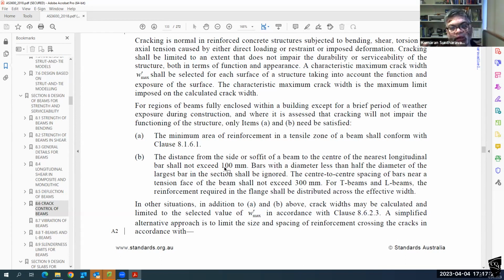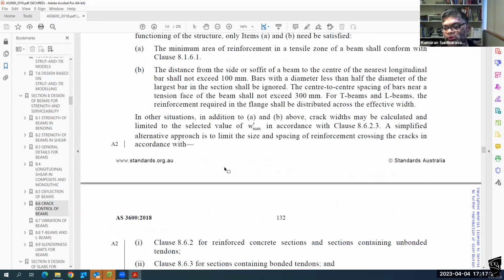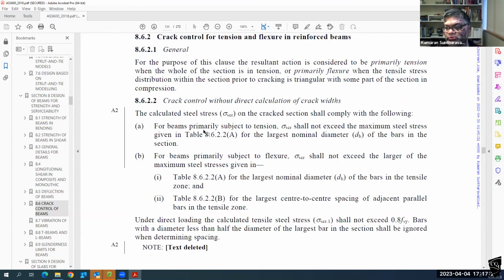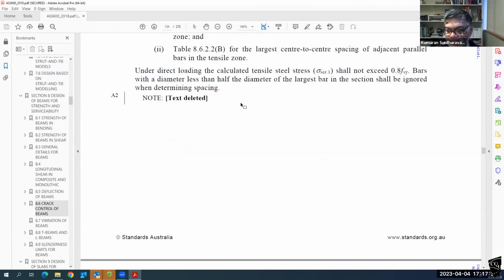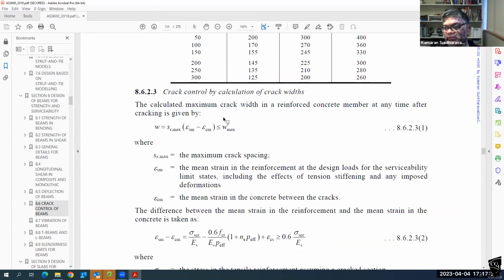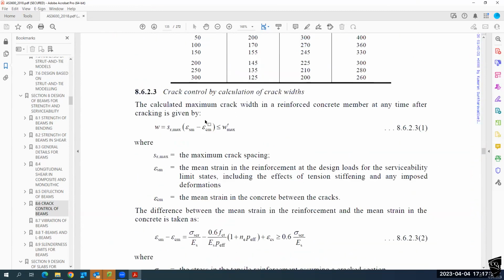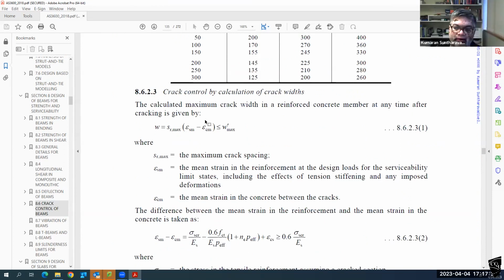But if the beam is exposed to the environment, then you need to go to one of these methods. This is the indirect method, and this is the direct method. So in the answer, we don't need to compute the cracks. You don't need to do that one if you don't need to, but just ask me your question so that I will explain what to do.